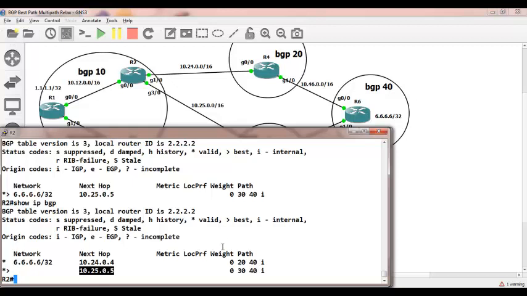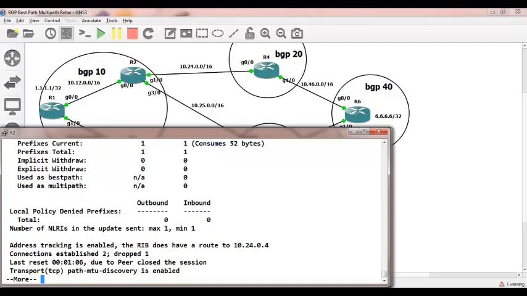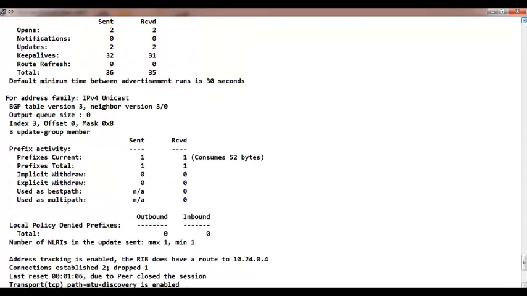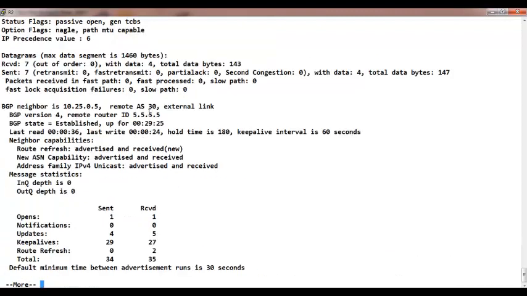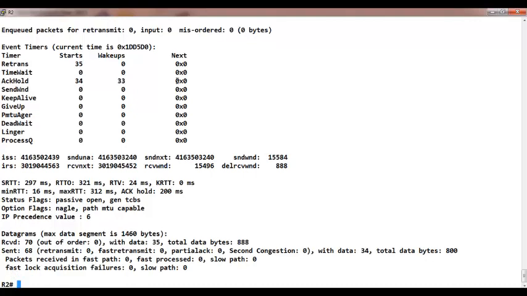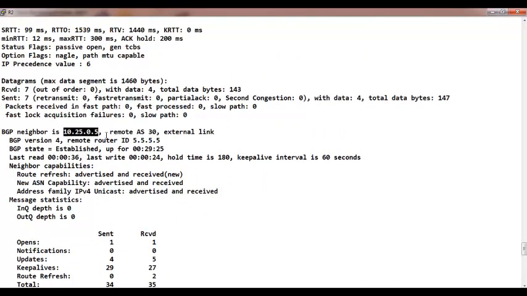The reason is that this is the oldest one, and this came just now. Even if they both come at the same time, this is going to be selected because the router ID is 5.5.5.5, whereas here the router ID is 44.44.44.44. See, let me show you. Show IP BGP neighbor. You see, for router 4 it is 44.44.44.44. For router 5 it is simply 5.5.5.5.